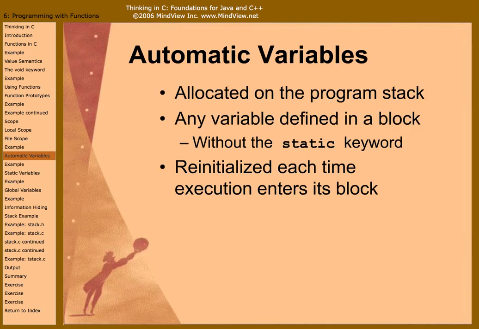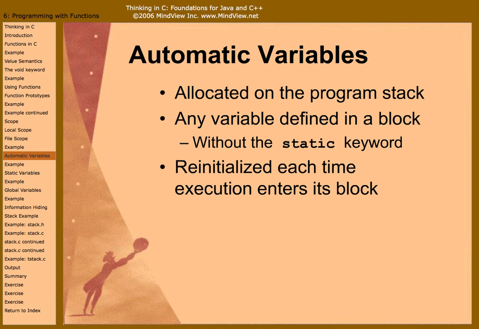Now we're going to talk about different types of storage. Most of the variables we've seen so far have been automatic variables. An automatic variable, sometimes called a stack variable, is any variable defined inside of a block without the static keyword. I'll explain that in a minute. And so everything we have seen, with the exception of the global variable i in the previous slide, has been an automatic variable. And the main feature of these variables is that they come and go all the time. That's why they're on the stack.